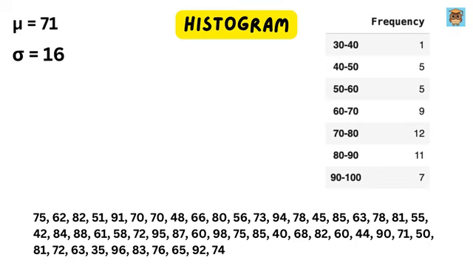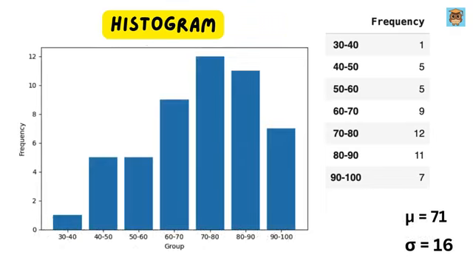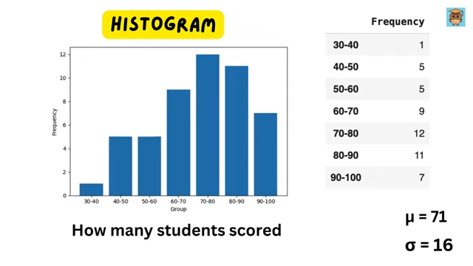If we draw this as a bar chart, we will see a pattern. The middle range, 70 to 80, has the highest number of students, while fewer students scored very low or very high. Now that we have grouped the marks into ranges and visualized them in a histogram, we can go one step further and ask how many students scored below a certain mark.